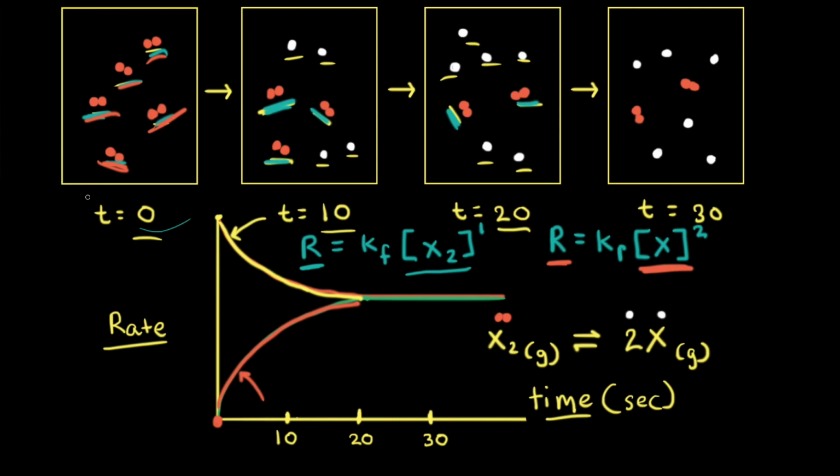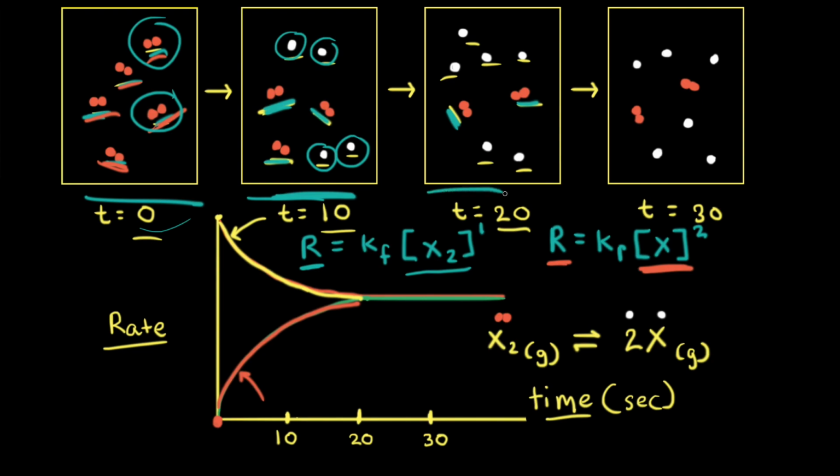For example, looking from the first particulate diagram to the second, we see that 2 particles of X2 have turned into 4 particles of X. And going from the second diagram to the third diagram, we see that another particle of X2 has turned into 2X. And therefore we have 6 particles of X at time equal to 20 seconds. So since we see a net conversion of reactants to products in our particulate diagram, the rate of the forward reaction must be greater than the rate of the reverse reaction.